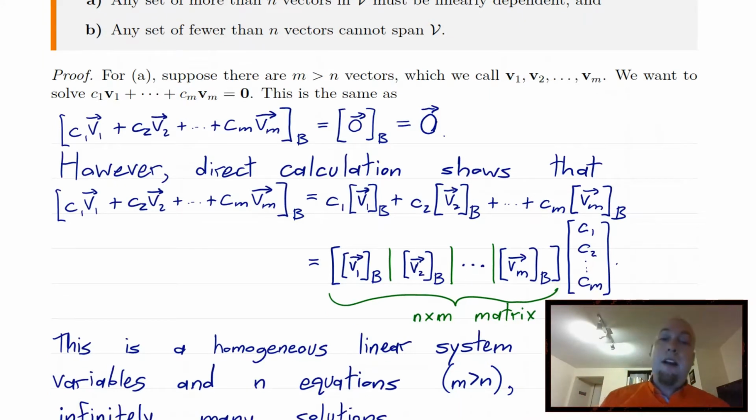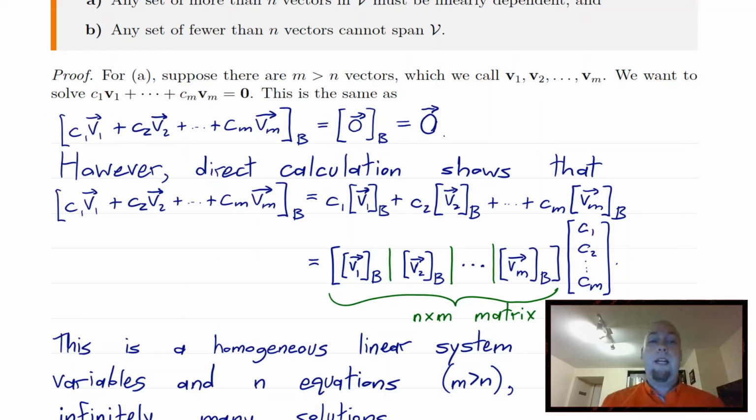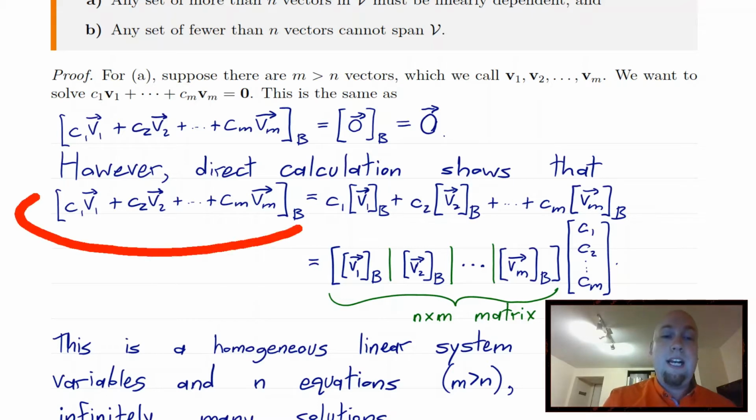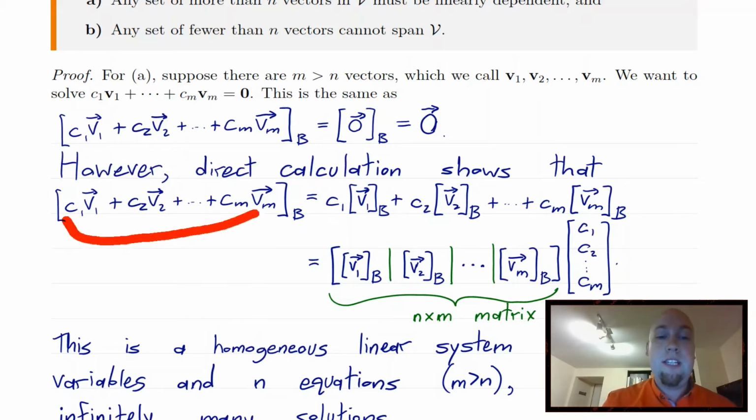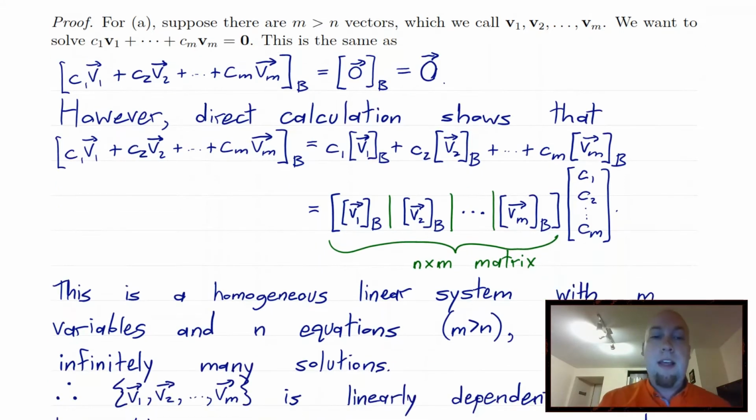On the other hand, we can compute this coordinate vector on the left in a different way. Remember, we talked about the fact that if you have a linear combination inside a coordinate vector, you can pull that outside. Taking the coordinate vector with respect to some basis, you can apply that to each of the vectors individually and pull scalars and vector addition outside of the coordinate vectors. So this single coordinate vector is equal to this linear combination of coordinate vectors over here.